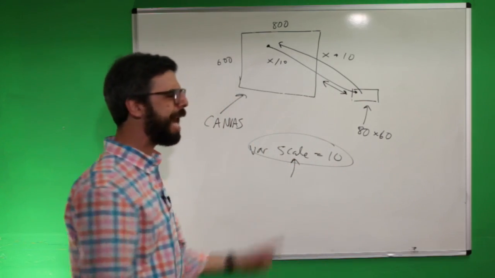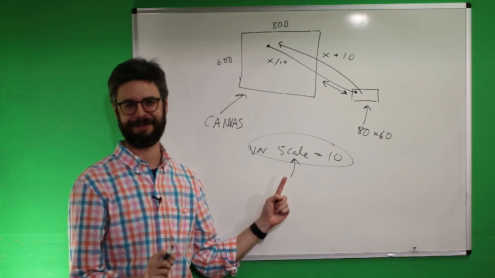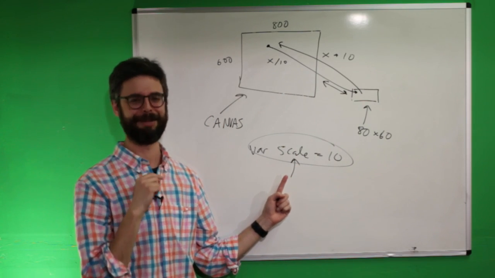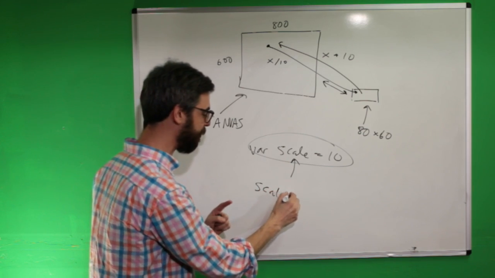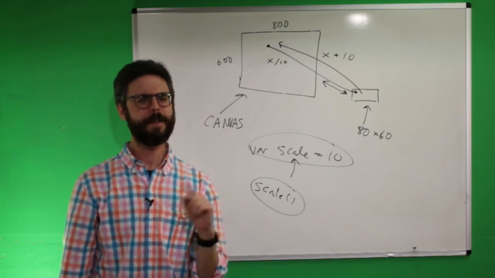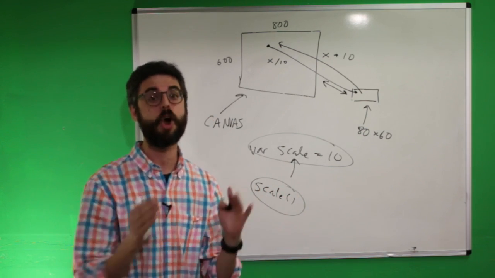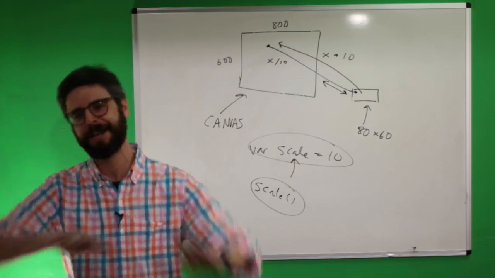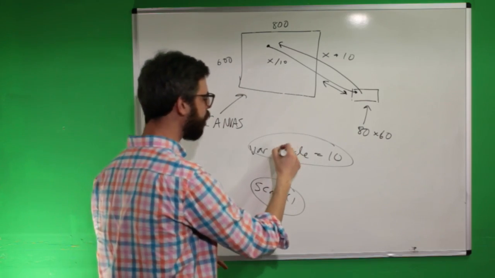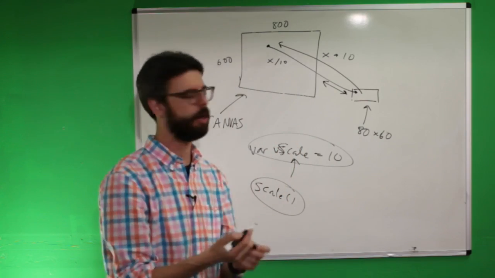But this would be a terrible, terrible name for a variable, because scale is actually a built-in p5 function. So you really want to watch out not to name your variables things that already exist in p5 and cause all sorts of problems. There are all sorts of interesting ways around that, a topic for another time. So I'm going to call this vScale for video scale.